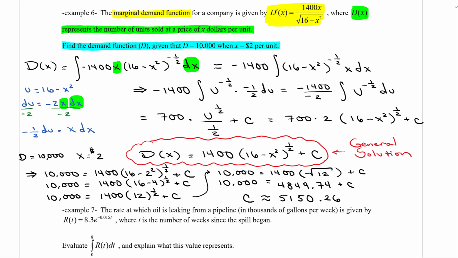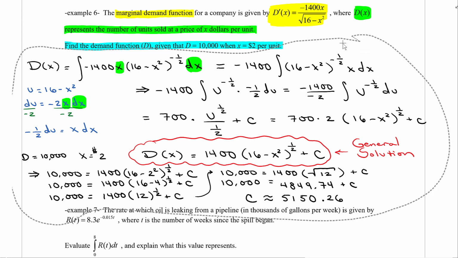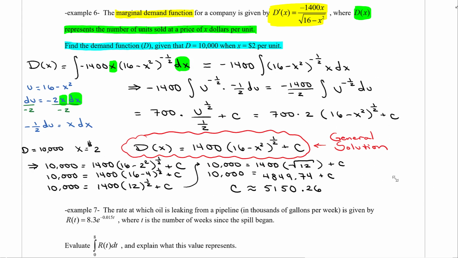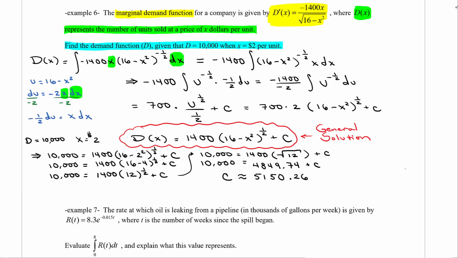5,150.26. I'm going to take all of the work I've done for this problem, lasso it, and shrink it, make it smaller, move it slightly to the left and slightly upwards. Now I'm going to substitute here in place of my d of x equation.